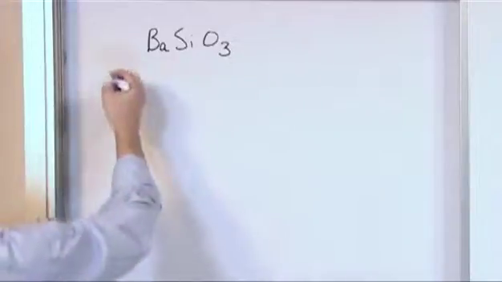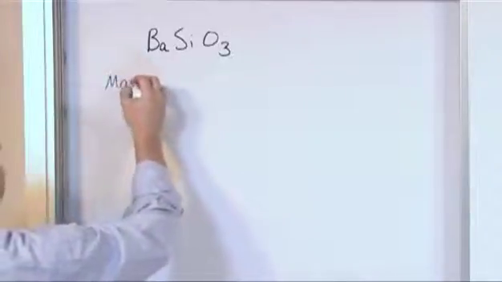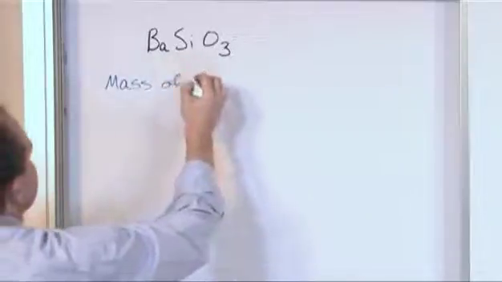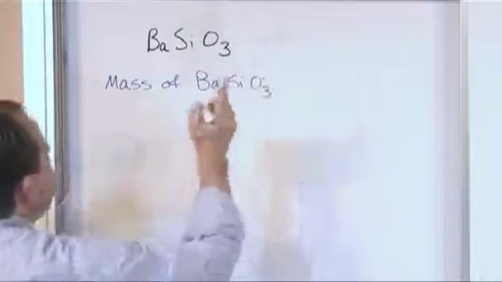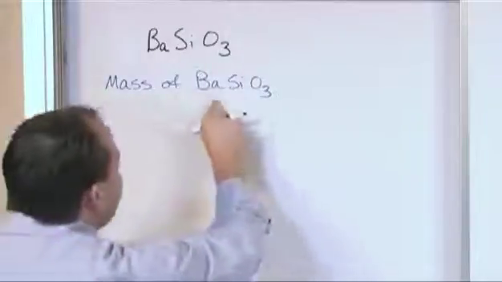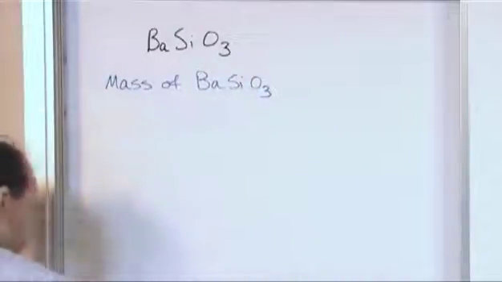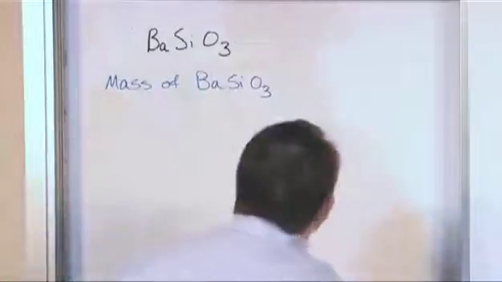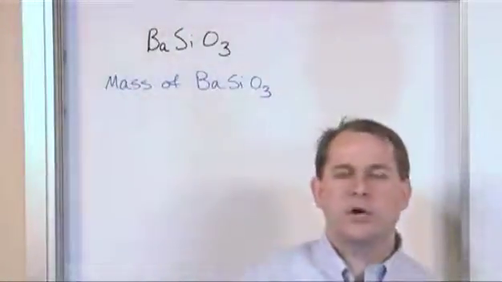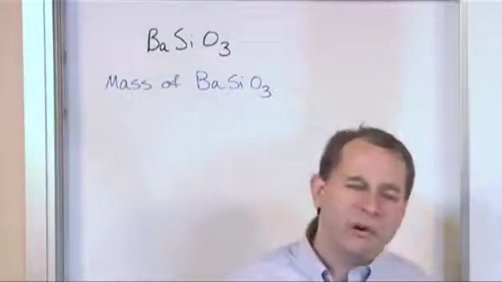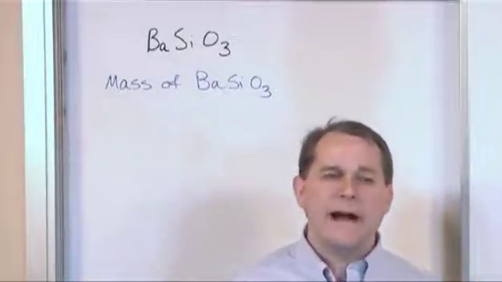So the first thing we do, let's find the mass of barium silicon oxide. And what I mean by let's find the mass of it, I mean let's find the mass of the whole thing. Because don't forget, what is the percent of anything? What's the percent of flipping a coin? The percent of getting heads? Well, you know it's 50%. You know that, right? But how do you calculate it?